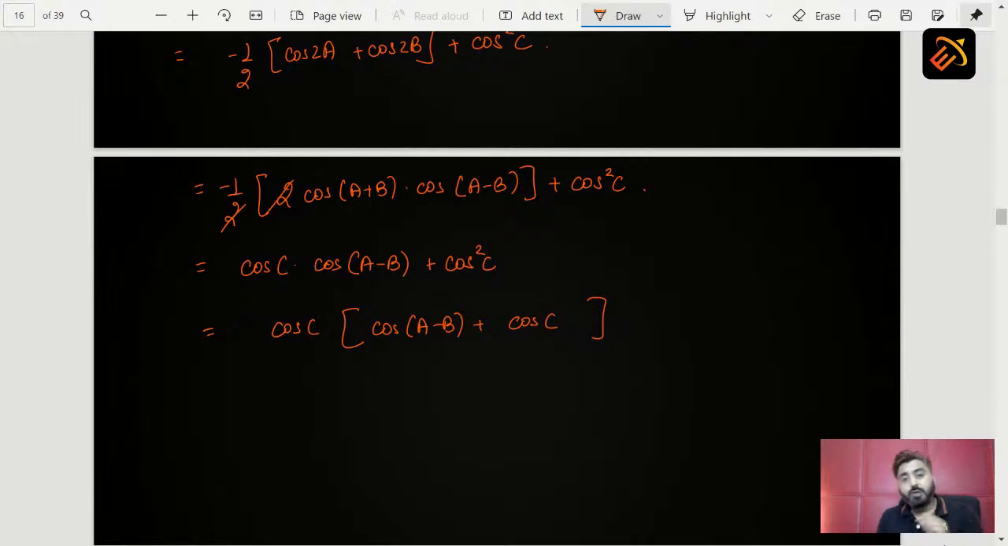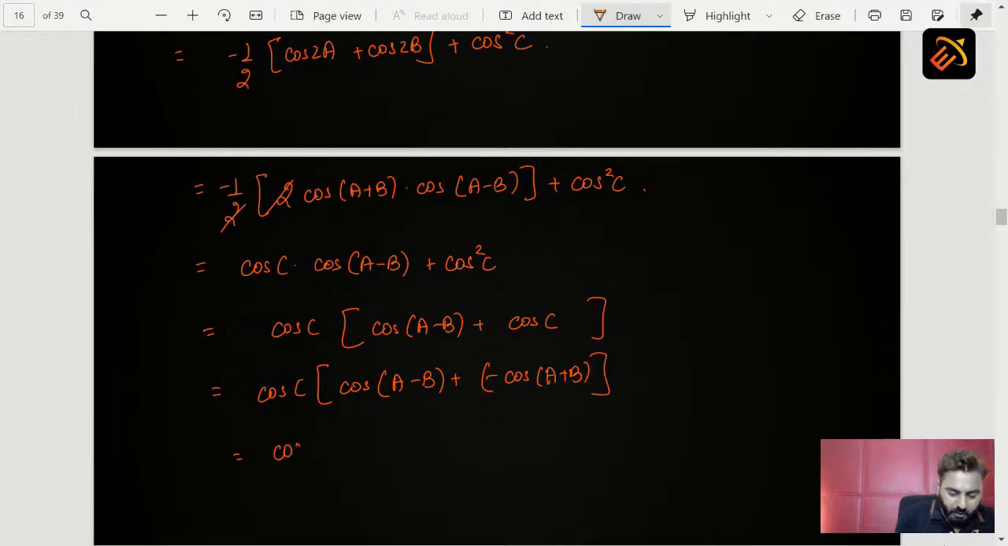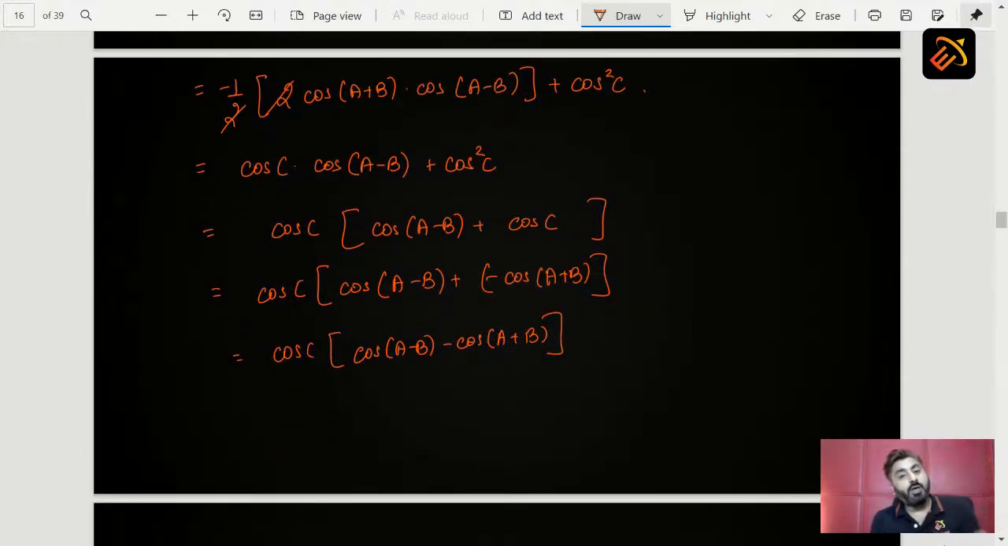Now students, what is cos c? So cos c is basically minus of cos of a plus b. So this is cos c into cos of a minus b plus minus of cos of a plus b. So this becomes cos c into cos of a minus b minus cos of a plus b. What is cos of a minus b minus cos of a plus b? 2 sin a sin b.